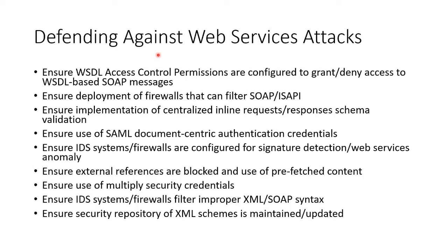Okay, this next page, show this to your web app developer, because they'll know how to implement this, or they'll know how to look it up and how to do it. So your WSDL access control permissions need to be configured to grant and deny access to WSDL-based SOAP messages. Make sure you have firewalls that filter SOAP and ISAPI. Make sure that you implement centralized inline requests and responses, some kind of schema validation for that. Use SAML document-centric authentication credentials.